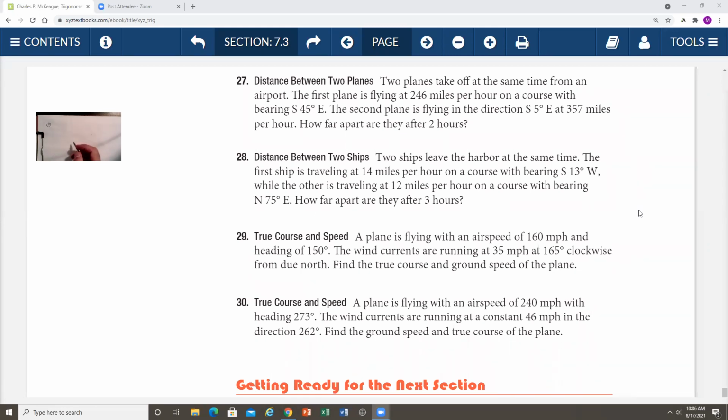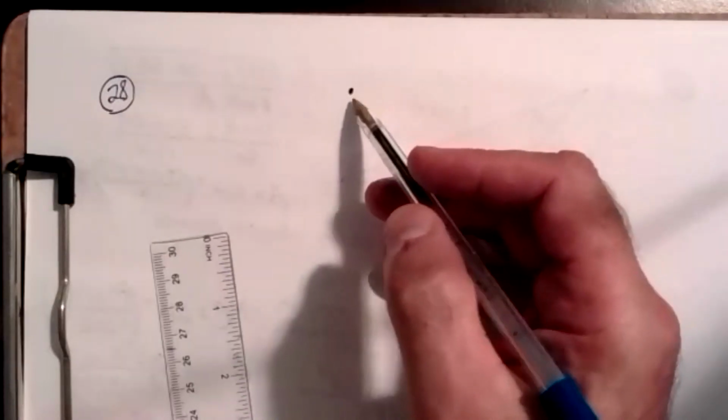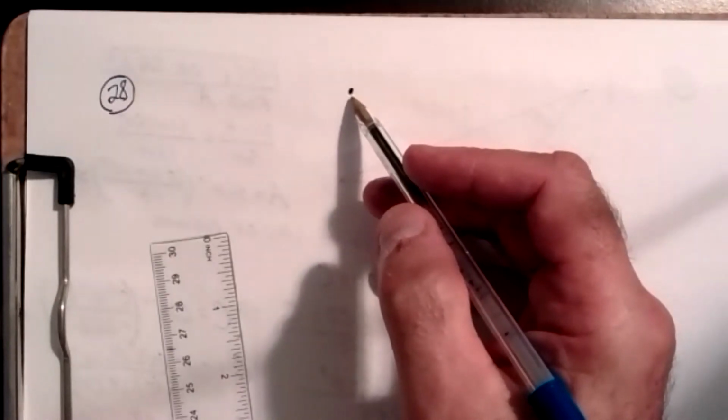Okay. Number 28, two ships leave a harbor at the same time. The first ship's traveling 14 miles per hour on a course of 13 degrees west of south. Let's try to envision that, west of south. So it's heading in a southwest direction. So I'm going to have a ship right here, ladies and gentlemen, on my paper. I'm going to put a little dot on my paper. This is the ship, and it's heading on a bearing of 13 degrees west of south.